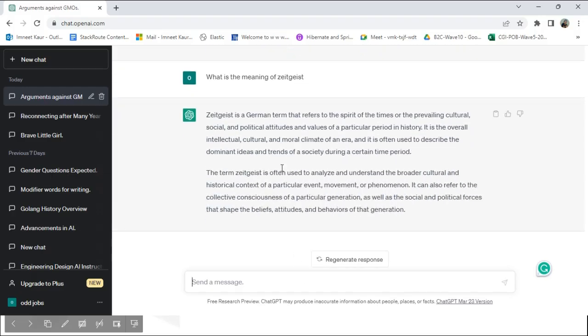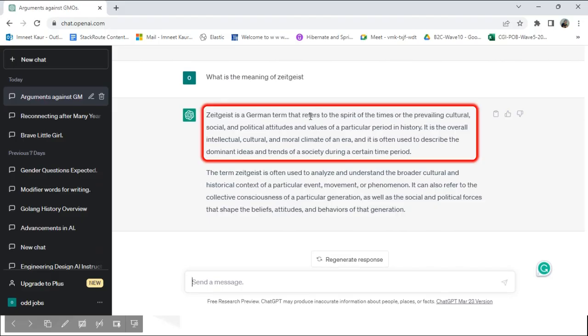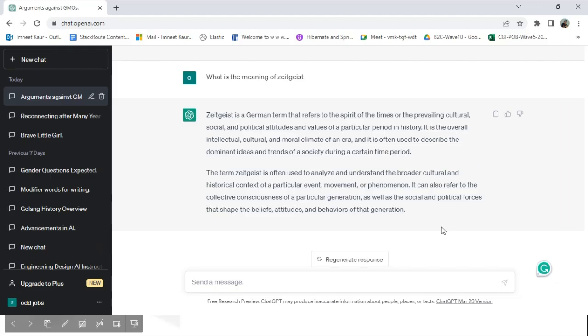So you can see it has given us the meaning of Zeitgeist, which is a German term that refers to the spirit of the times, the prevailing cultural, social and political attitudes and values of a particular period in history. And now let us see another example prompt.